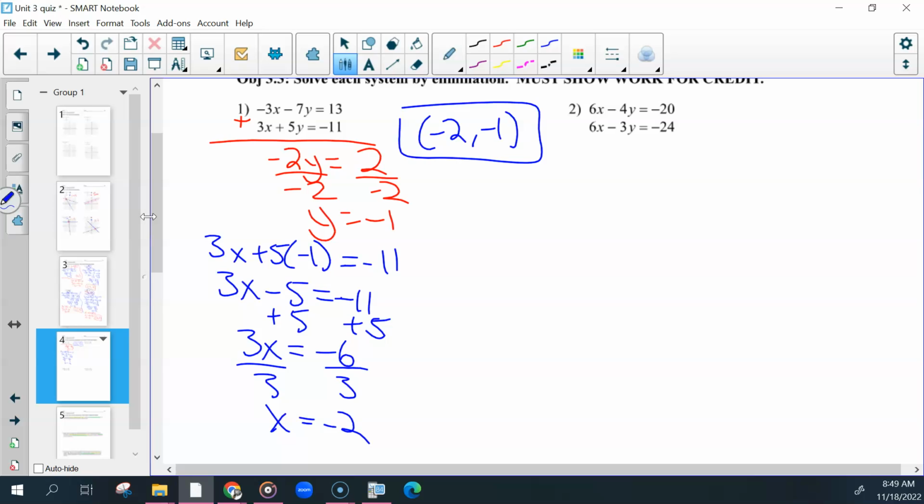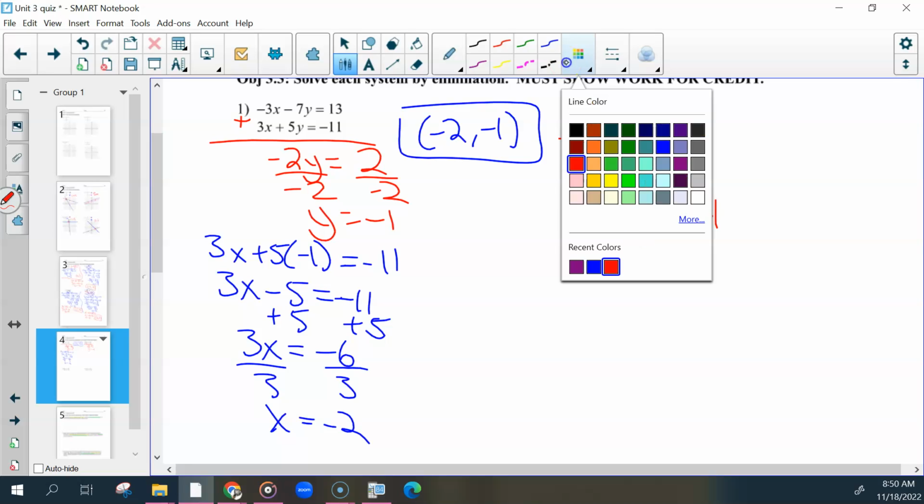Number 2 is very similar because you already have common coefficients. You can eliminate these by subtracting. Subtract everything. So negative 4 minus a negative. Be careful with your negatives. This becomes adding, but you end up with negative y. Negative 20 minus a negative 24, you end up adding. And then divide both sides by negative. So if you didn't double check your math, you may have ended up with a positive 4 instead of a negative 4. Then you can take that and put it back in, solve for x.